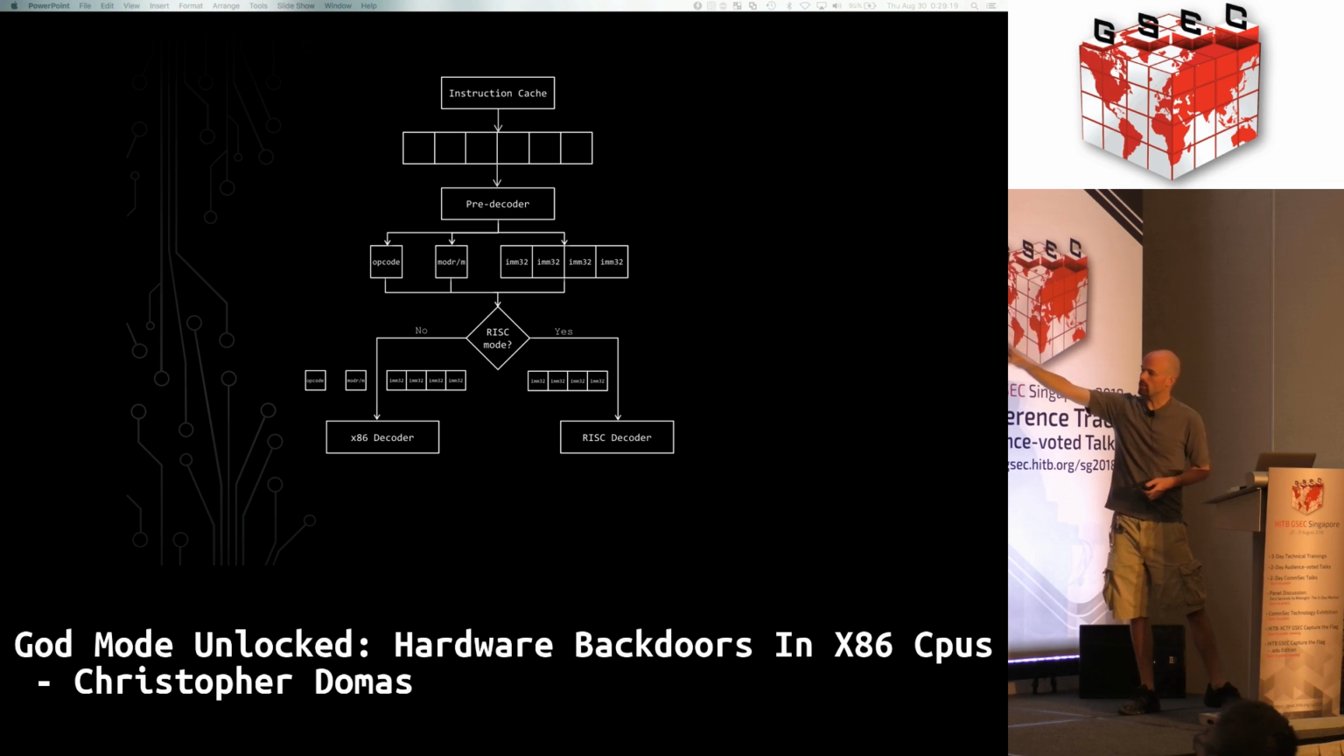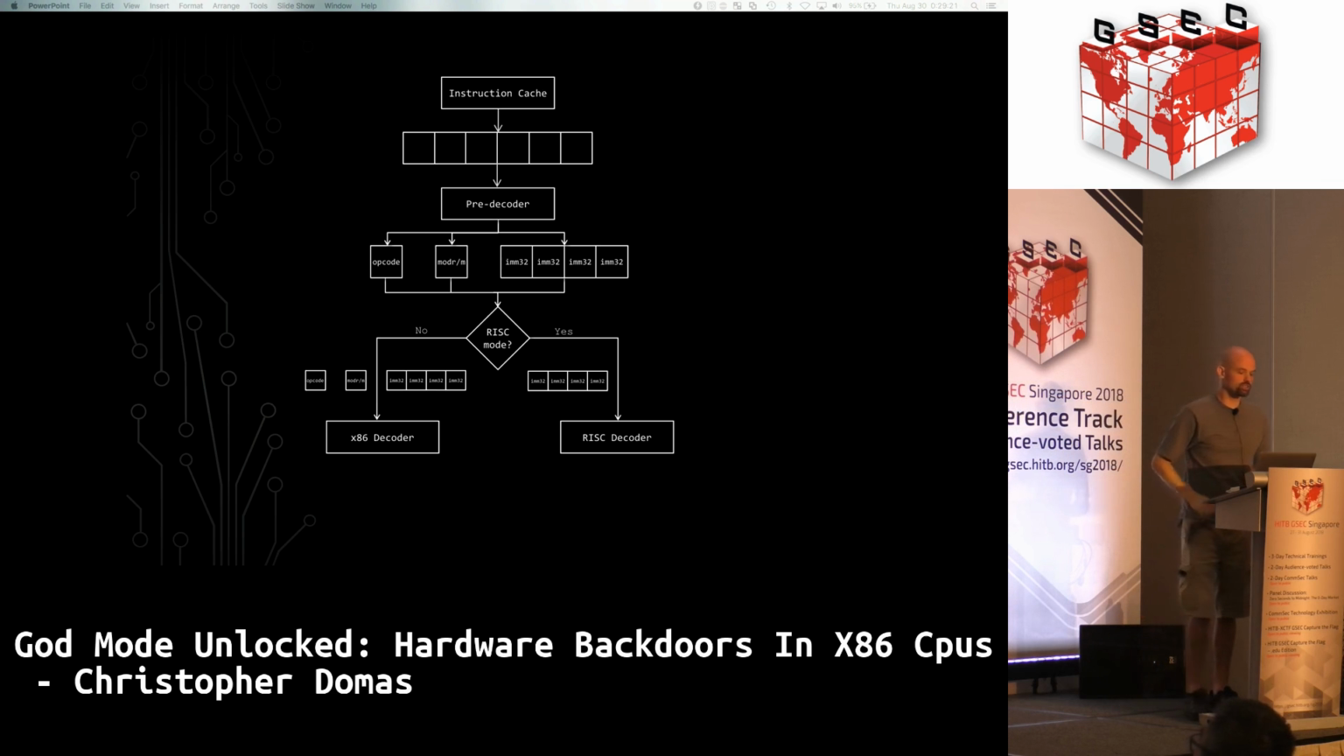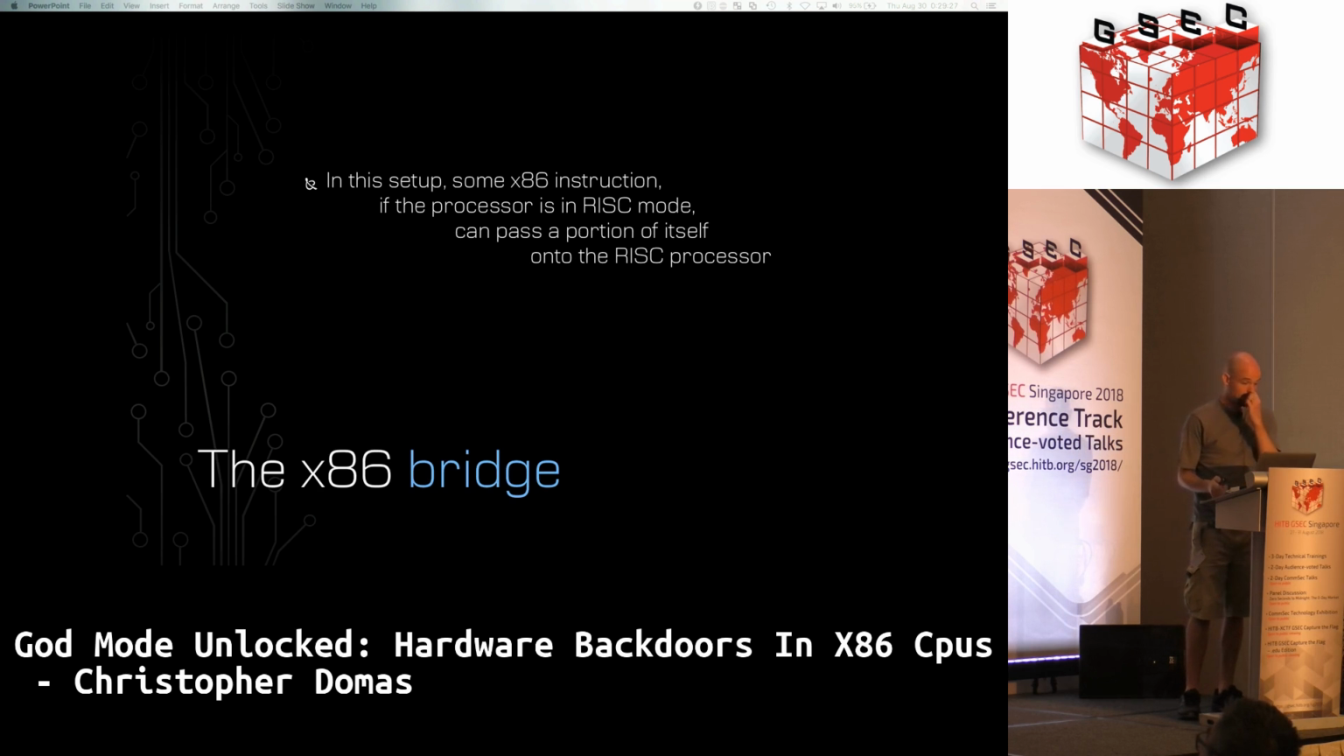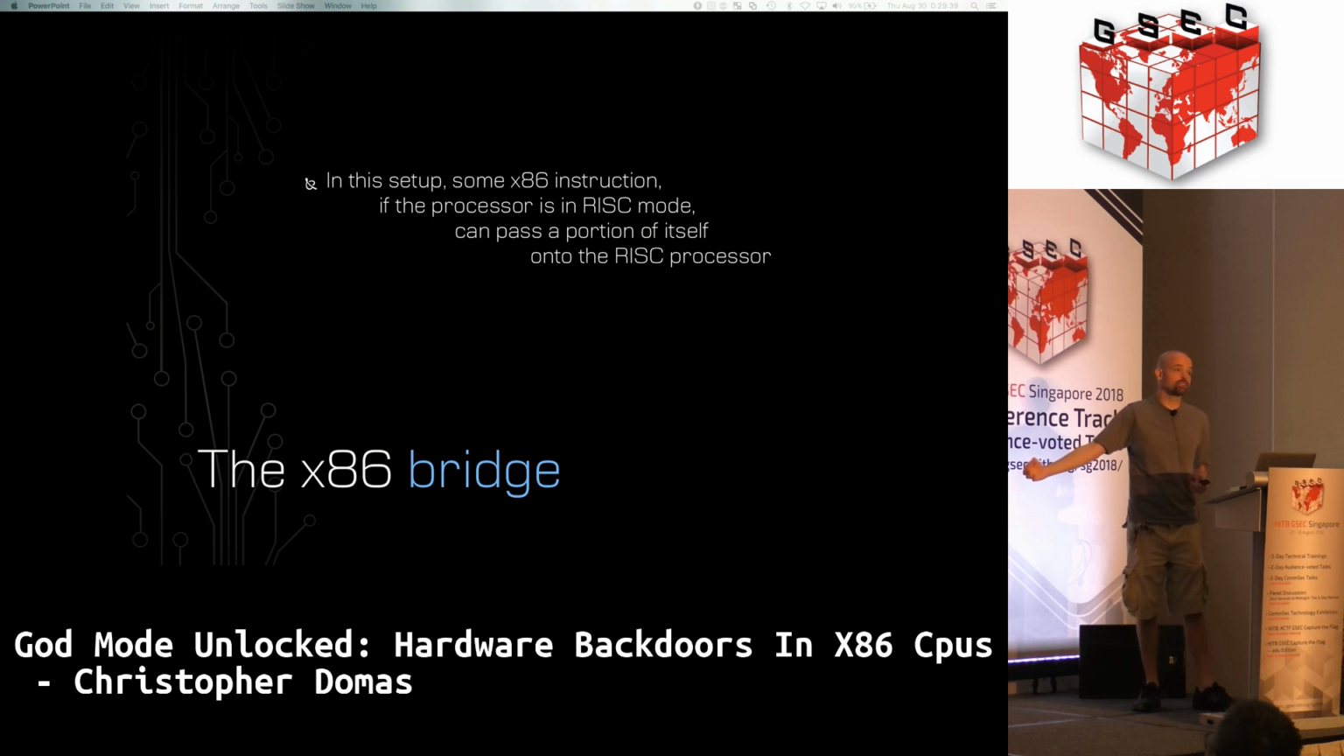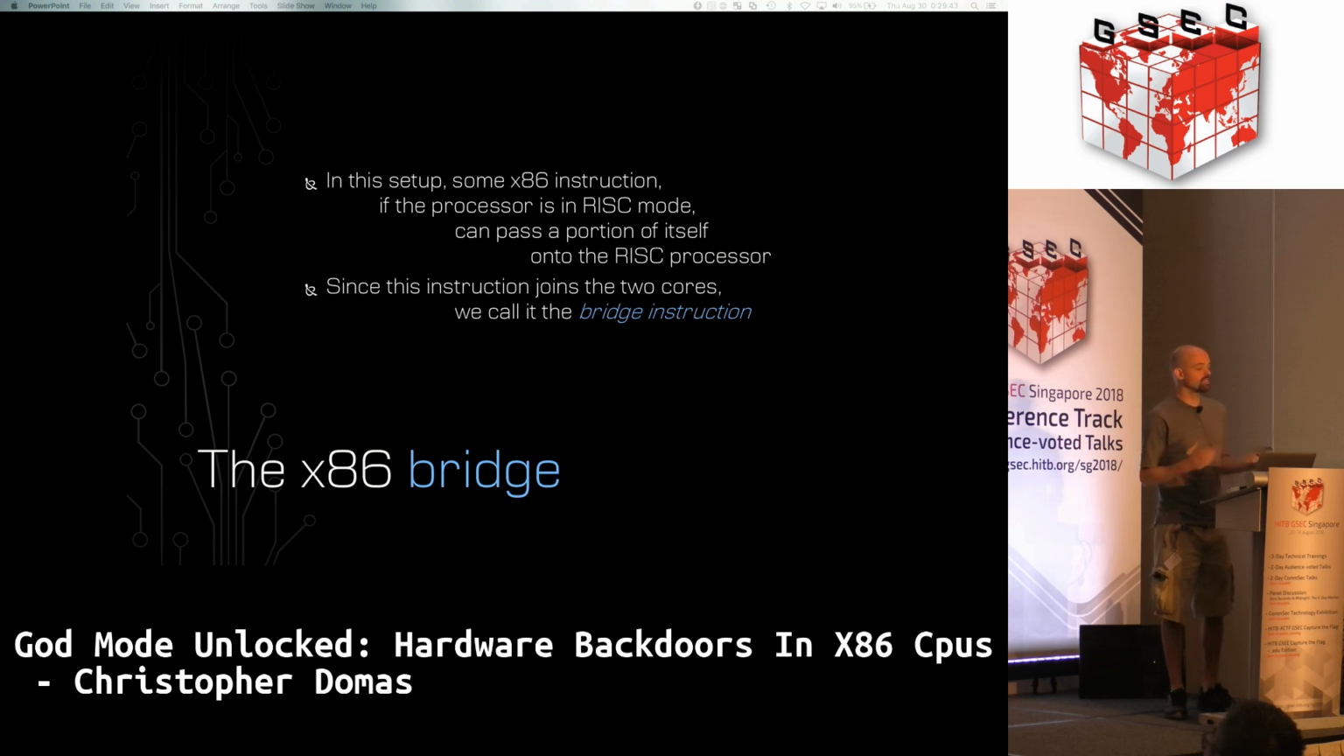If you're not, it's going to pass all those components over to an x86 decoder. So I sort of found this model just through a lot of trial and error and testing. But with this setup, that basically means that there is some x86 instruction out there where if the processor is in RISC mode, then it can pass a portion of itself onto the RISC processor. So now my question is, what is that instruction?